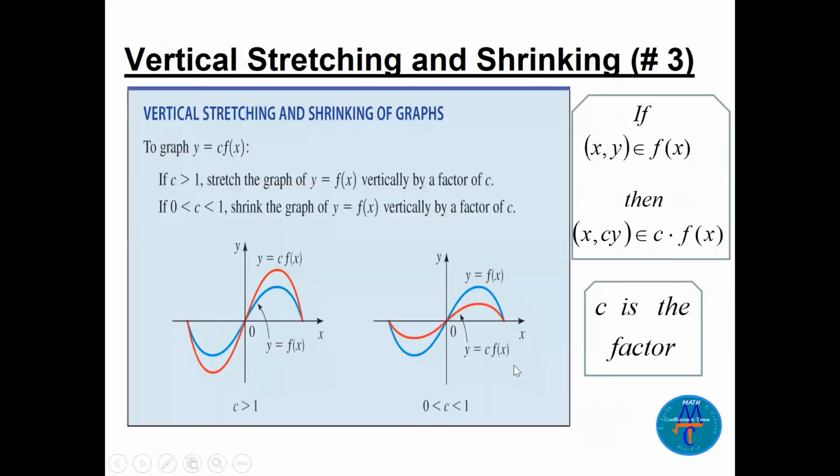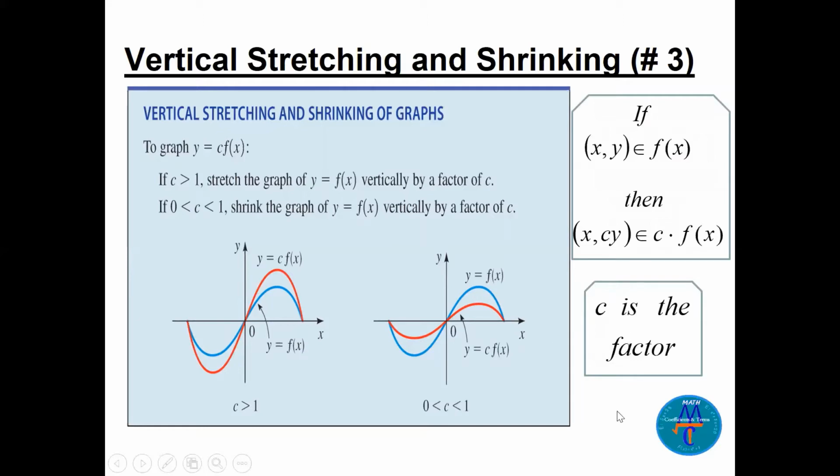Now we take the formula here. If we have a point x, y in the function f, and you multiply c by the y, that means vertical stretching or shrinking. If c is greater than 1, that's a stretching. c between 0 and 1 is the shrinking, and we call c the factor. So c times the y.